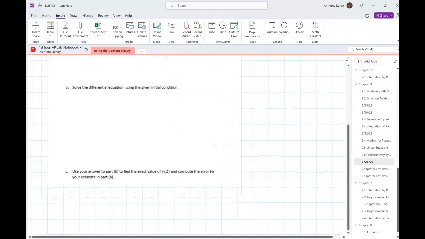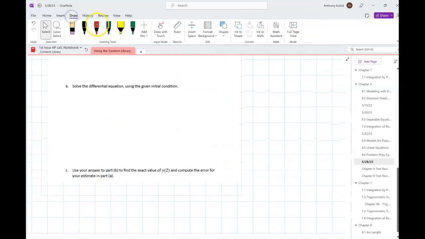All right, Mackenzie, what's up with 9C? Just the difference between your approximation from part A and evaluating y of 2 with your answer for part B.